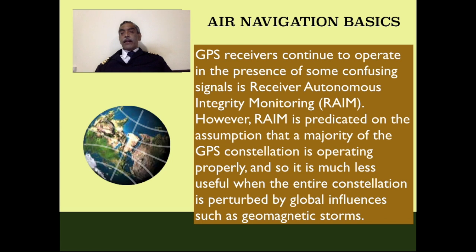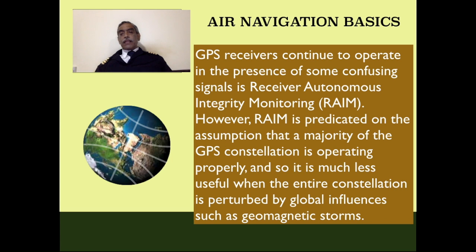And we have heard of RAIM, that is receiver autonomous integrity monitoring. However, RAIM is predicated on the assumption that the majority of the GPS constellation is operating properly. So it will assume that two or three of them are correct and one of them is wrong, and then it will cater for it. However, if all the satellites were to give error, then it will get confused and it's not going to give the correct position. So that's what I have tried to explain here.